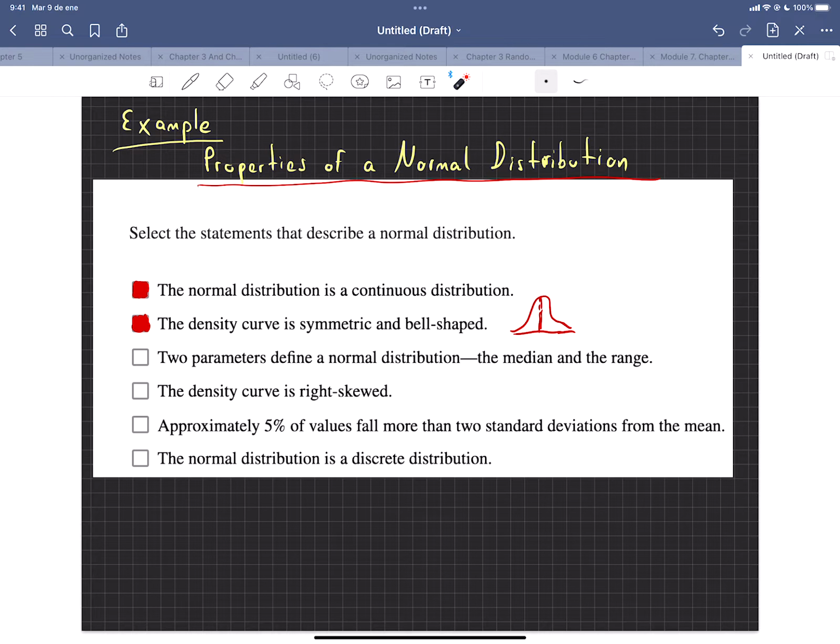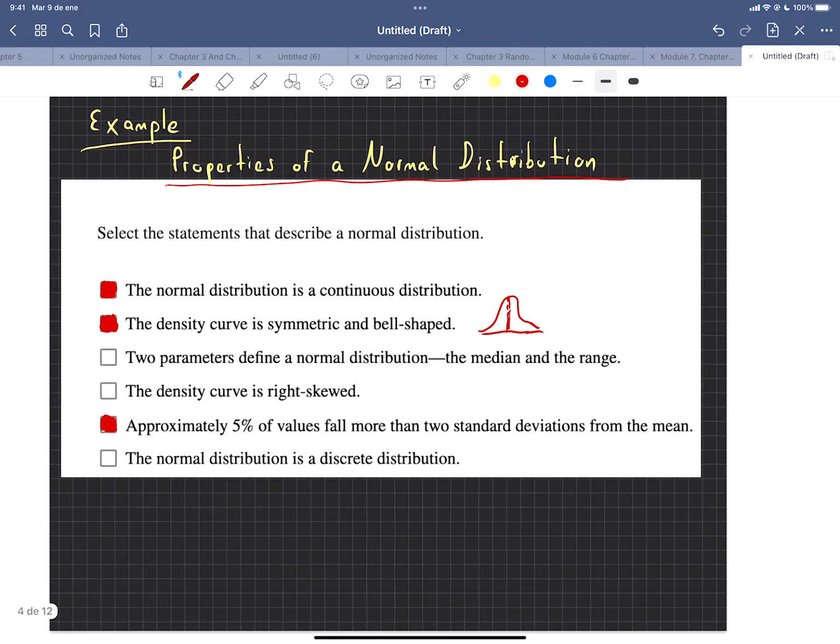Now, what other ones? Two parameters define a normal distribution: the median and the range. That is not true. The density curve is skewed. That is wrong. Approximately 5% of values fall more than 2 standard deviations from the mean. This is going to be true. I'm going to explain this later, but for now you can select that this is true. And then the next one, the normal distribution is a discrete distribution. This is wrong. So these are the three options that you have to select for your question on Achieve.